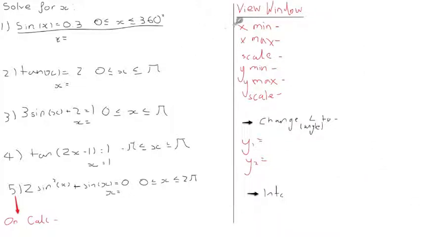So you want to just go into view window, right? You want to go graph on your calculator, go into view window, and go x min. For this it will be 0, you can tell from that. So it will be 0, x max will be 360, right? Because of that. Scale will be 1. Y minimum will be, just go for -3, and Y max will be 3.